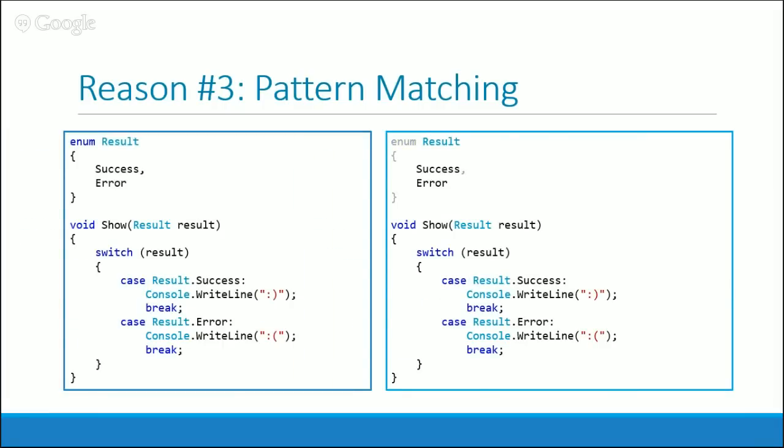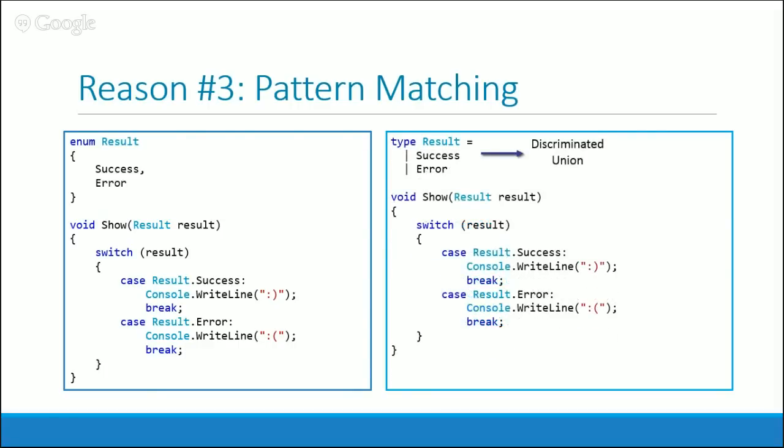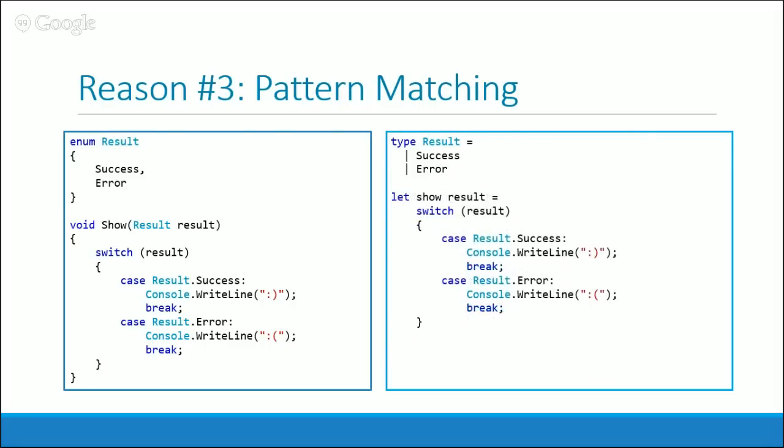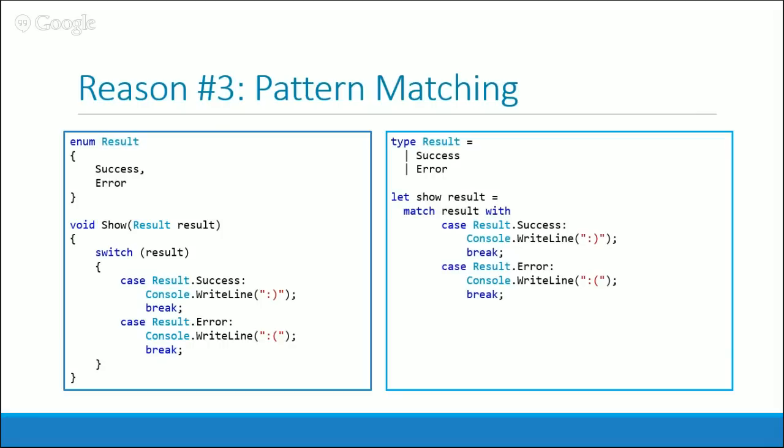The first thing that we will do is to convert this to be a discriminated union that would look like that. And then we convert the function to be like this. So it's the show function, and the switch statement would look like this. We will use the match keyword there. And each of the cases is going to be a different pattern.